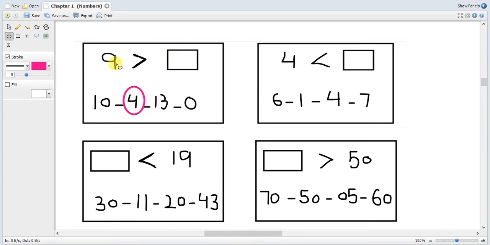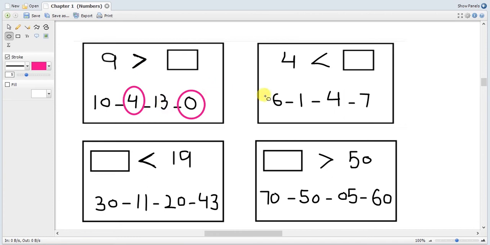13 is smaller than 9? No, 13 is bigger. We cannot do it. Similarly, 0 is bigger than 9? No, 0 is smaller than 9. Or 9 is greater than 4? 9 is greater than 0, right? 9 is not greater than 10. So we did not choose 10. And 9 is not greater than 13. 13 is a bigger number.